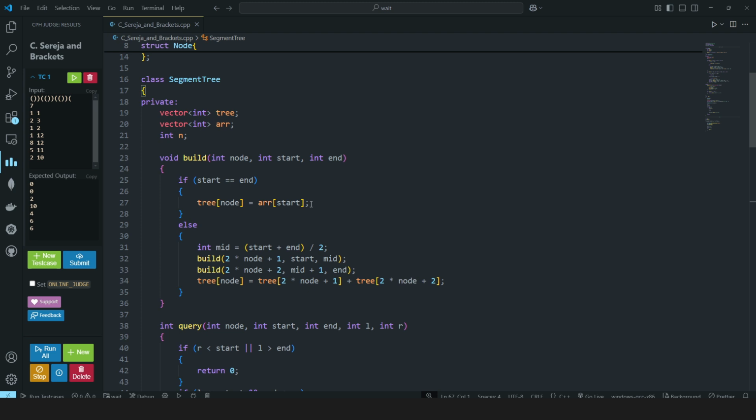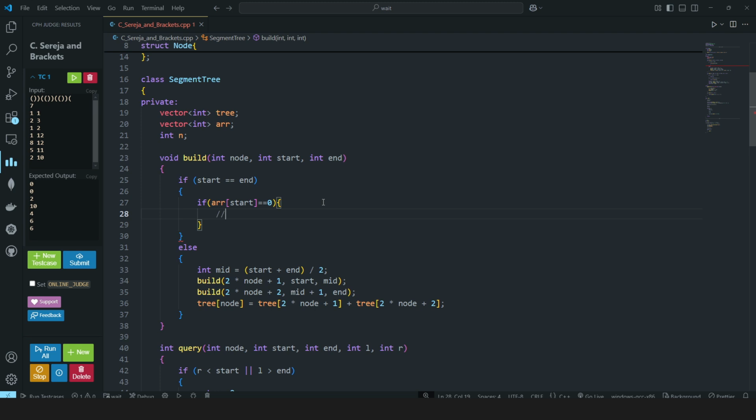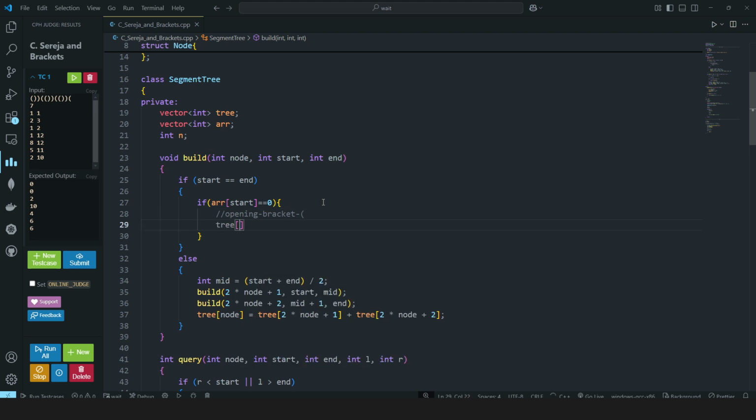As I told you, in order to assign the value for the leaf level, I will check if the value for the current element is 0 or 1. If it is 0, then what does it represent? This represents nothing but an opening bracket, like this. And if this is an opening bracket, then I told you that the left part will be equal to 1, that is the number of left unmatched brackets.